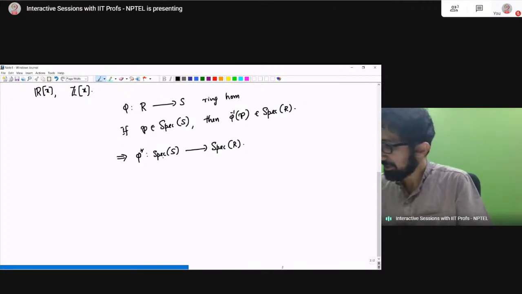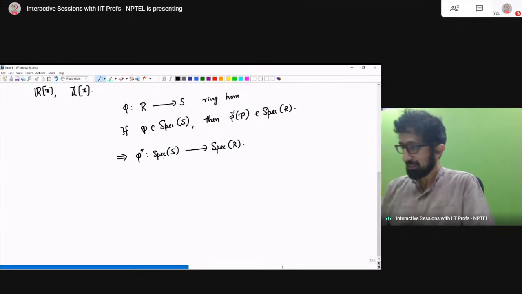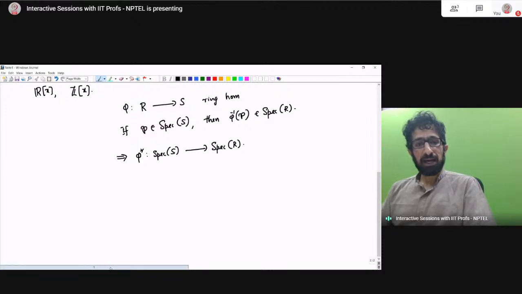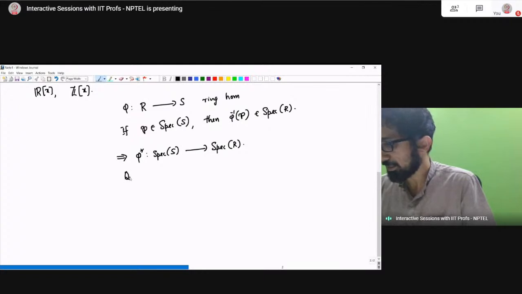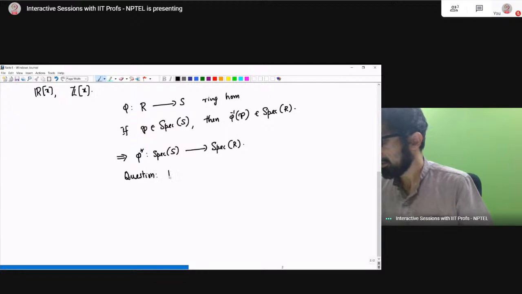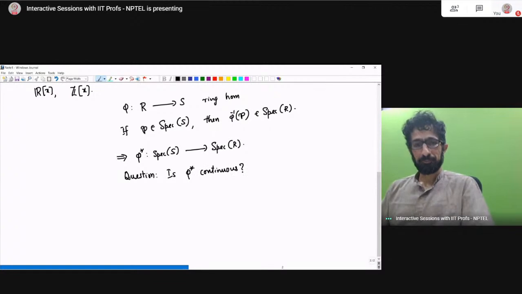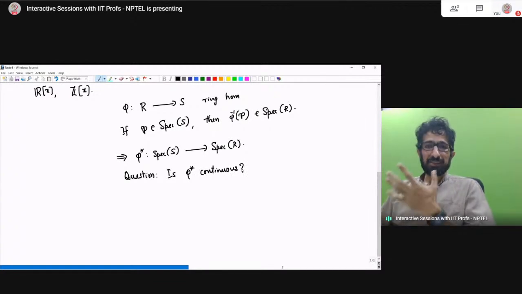Now we have defined the topology on Spec of S. We have defined the topology on Spec of R. So phi star becomes a map between two topological spaces. So now you can think about this question. Is phi star continuous? Okay. So this is something to think about.